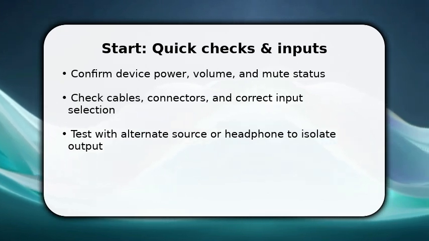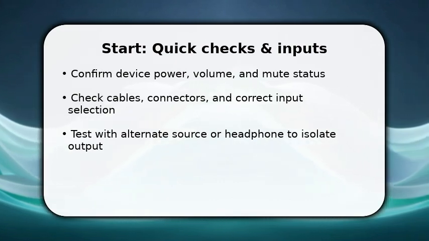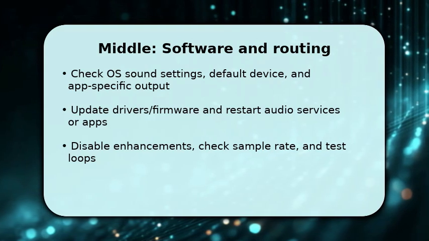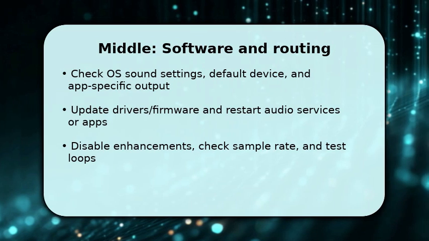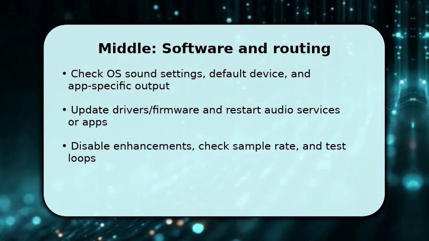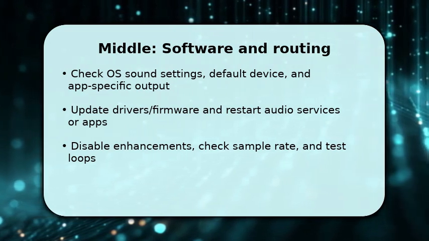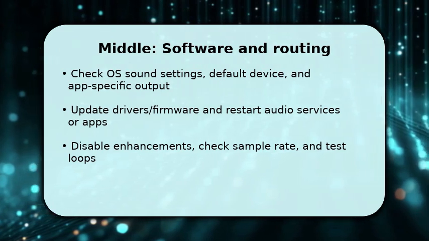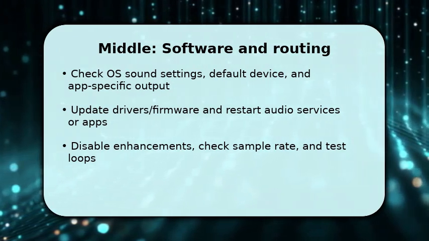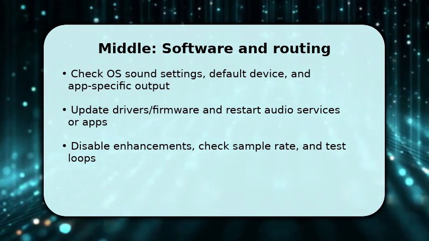Next, you move into software and routing where most subtle problems lie. Open your operating system sound panel and confirm the correct default device and per app outputs. Mismatched routing often causes silence. Update drivers or firmware and restart the audio service or the app to clear stuck processes. Make sure enhancements are disabled and sample rates match between apps and devices. Mismatched rates cause clicks or silence. If needed, create a simple loopback test.